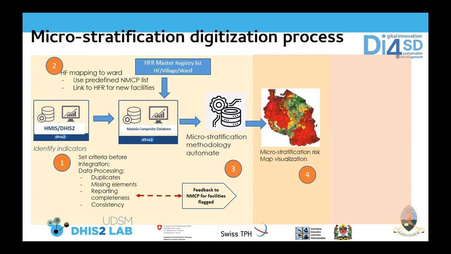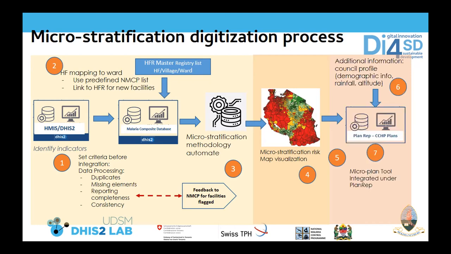So the result is that with all this together and with the automated process, the malaria risk map is generated that can be used for planning. And this is now sent to another system, called PlanRep, the PORALG system that deals with the planning.